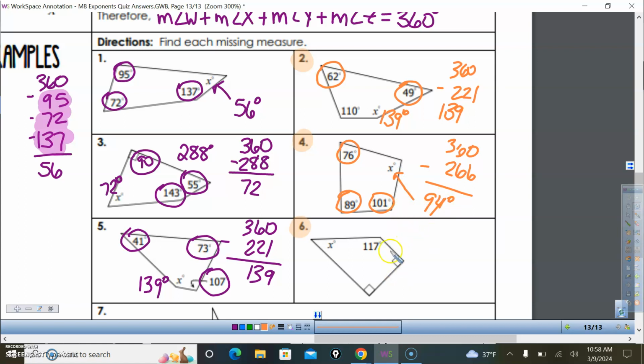And then for number 6, I'm going to add 90 for a right angle, plus 90 for another right angle, plus 117. I'm getting 297. 360 minus 297 leaves me with 63 degrees left over for my X value here.